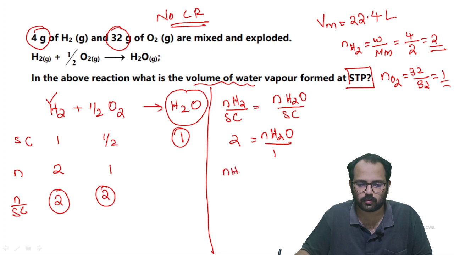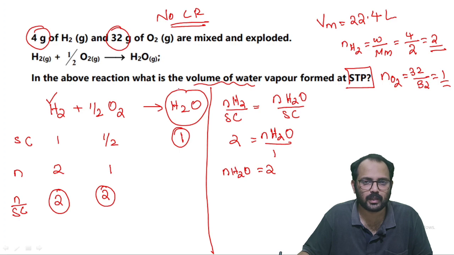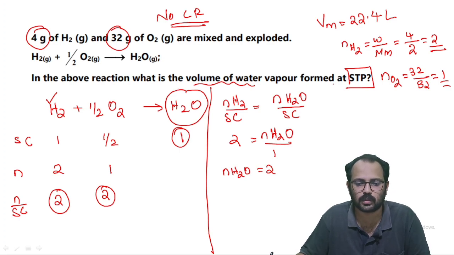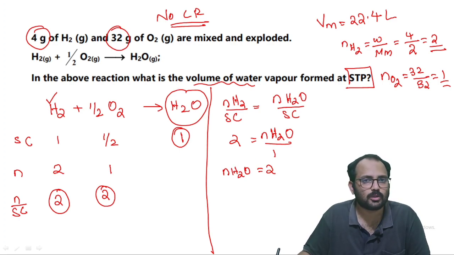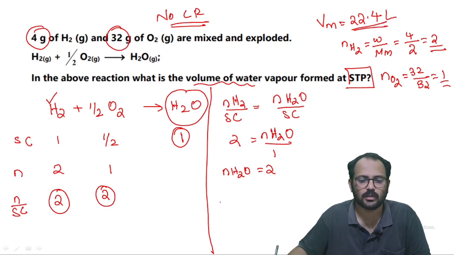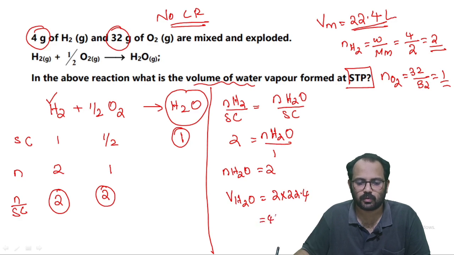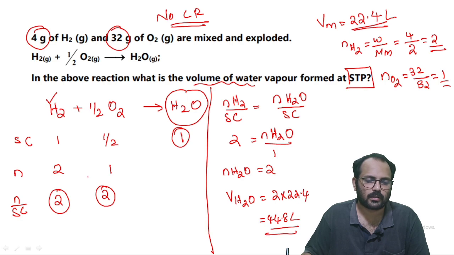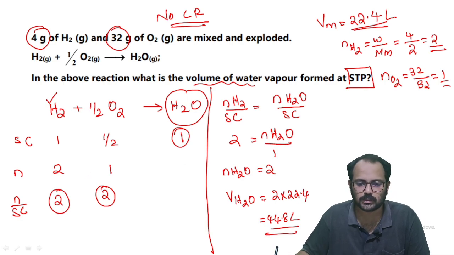So what is the number of moles of water? It's 2. And at STP they are asking what is the volume of water vapor formed. At STP you got 2 moles of water. 1 mole of water occupies a volume of 22.4. So the volume of water vapor is going to be 2 into 22.4. That is 44.8 liters. Right, you got the idea.